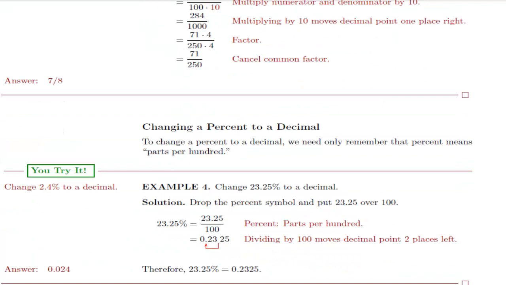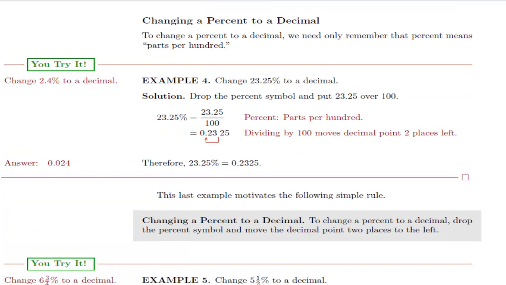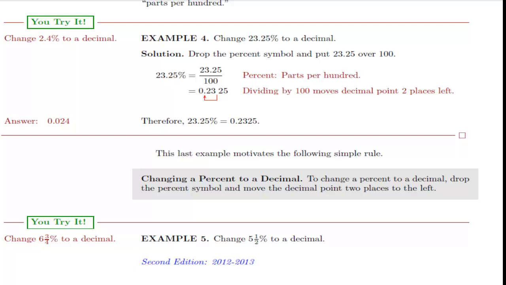Changing a percent to a decimal. To change a percent to a decimal, we need only remember that percent means parts per hundred. Example 4. Change 23.25% to a decimal. Solution. Drop the percent symbol, put 23.25 over 100. Then, dividing by 100 moves the decimal point 2 places left, so we get 0.2325. Therefore, 23.25% equals 0.2325. This last example motivates the following simple rule.